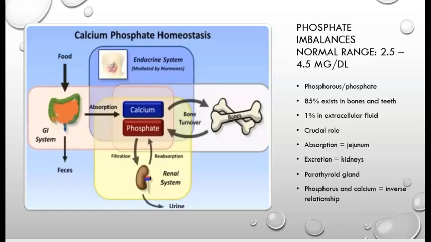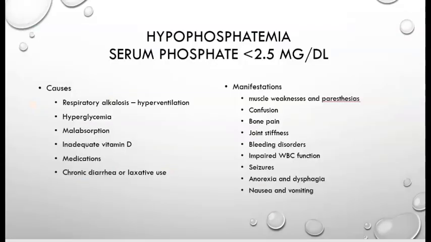Regulatory mechanisms for calcium levels include parathyroid hormone, calcitonin, and vitamin D. So hypophosphatemia, or low phosphate levels, are going to be a serum level less than 2.5. The most common cause of this is a shift from the intracellular space. This can be from decreased absorption of phosphate or increased renal excretion. It's often related to treatment, think about refeeding syndrome.